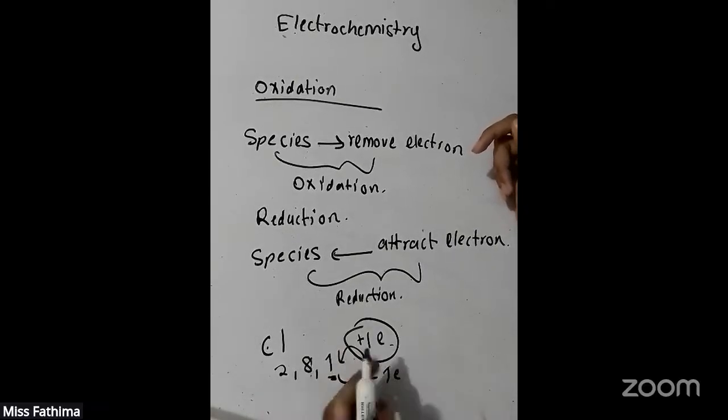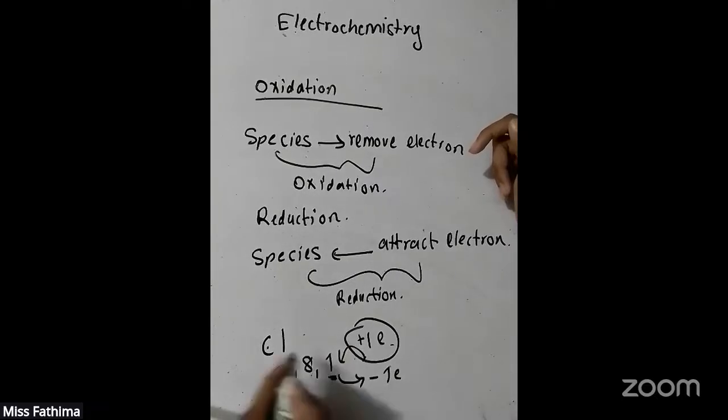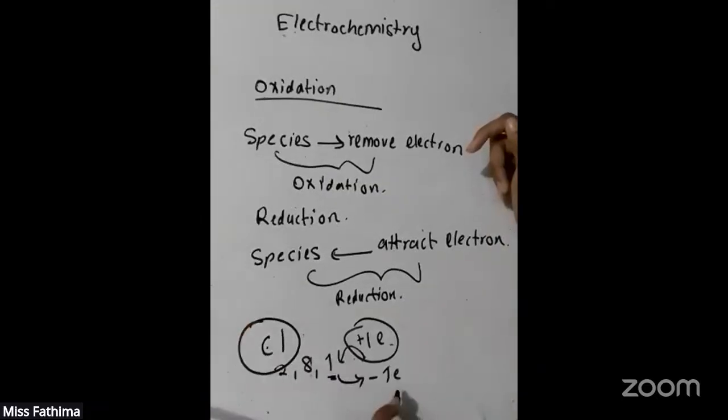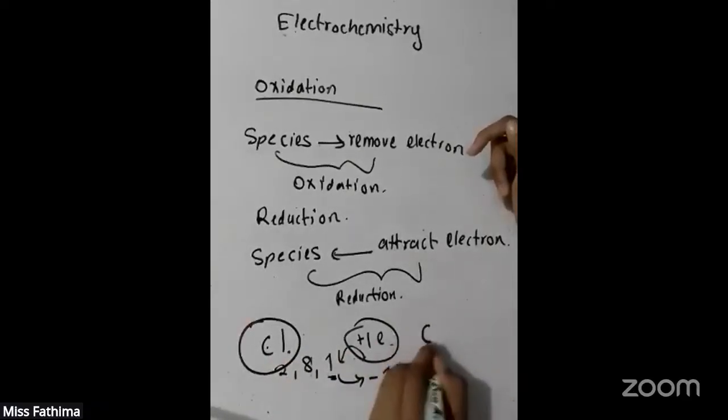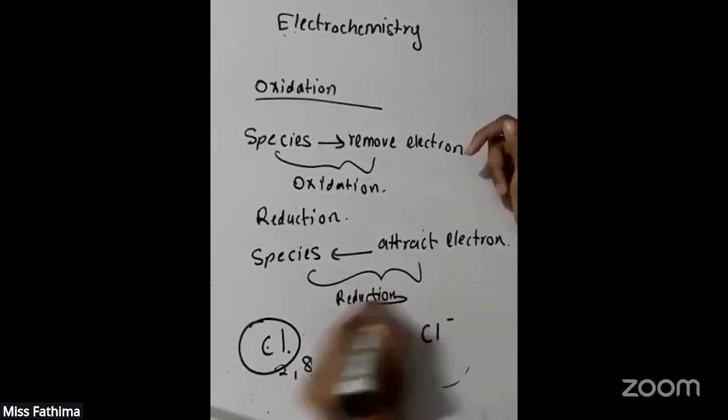Sorry, I told it in the opposite way. Attracting 1 or removing 7. Which is easy? Attracting 1. Therefore, this species, chlorine, is going to attract one electron. Then they will become Cl minus. This process of becoming Cl minus is called reduction.